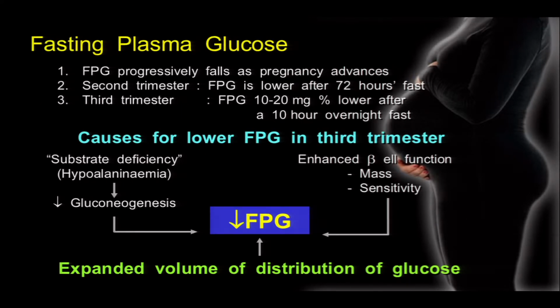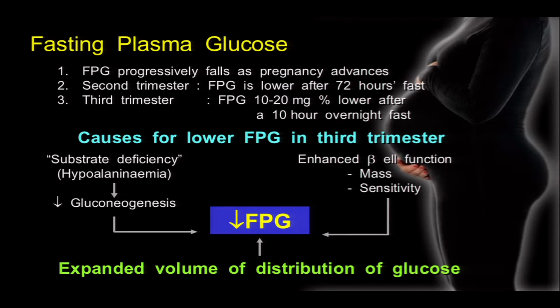Now we will go on to the blood glucose level. Fasting plasma glucose progressively falls as pregnancy advances. In the second trimester, it is lowered by 72 hours of fast, but in third trimester, fasting plasma glucose is 10 to 20 mg/% lower after a 10-hour overnight fast.